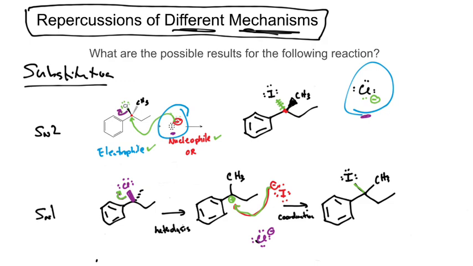So we get the same product. Did I draw the product the same? No. What did I draw differently? You didn't draw the wedges and dashes. Is it necessary to draw the wedges and dashes? Is that still a chiral carbon? Yeah. Which means I should be more specific with the wedges and dashes.